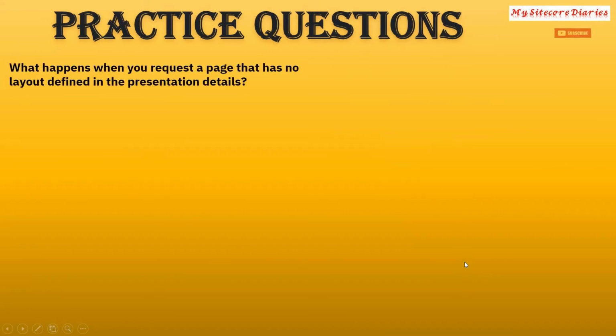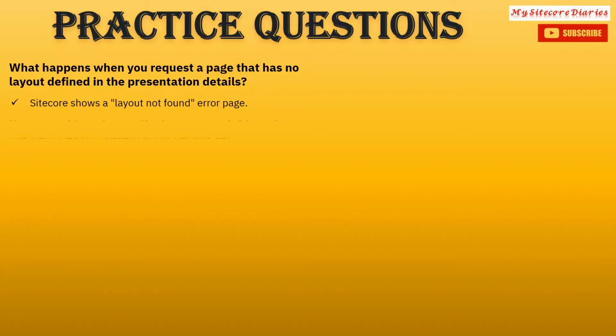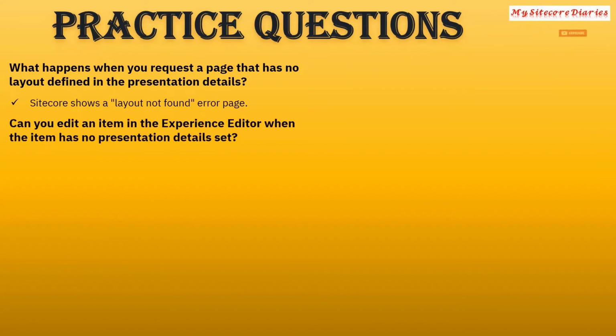What happens when you request a page that has no layout defined in the presentation details? If there is no layout, what will happen? Sitecore will show the layout not found error page. Can you edit an item in the Experience Editor when the item has no presentation details set? If there are no presentation details set, you cannot edit it, because it cannot be presented in the Experience Editor. So no, we can't edit it.